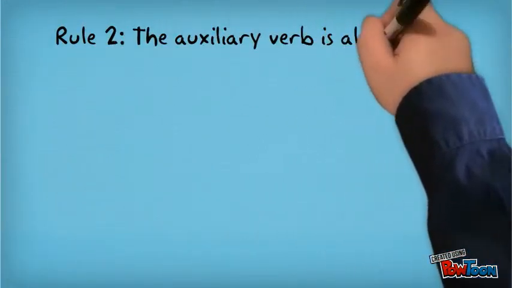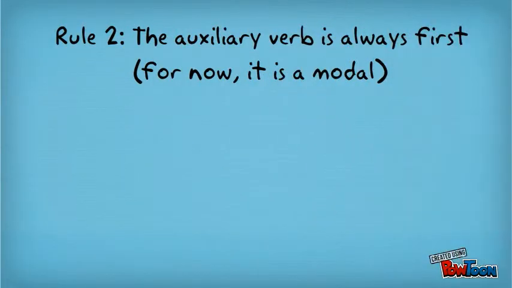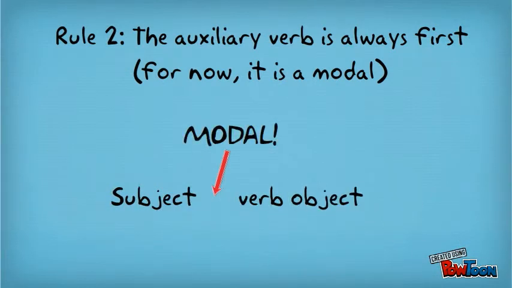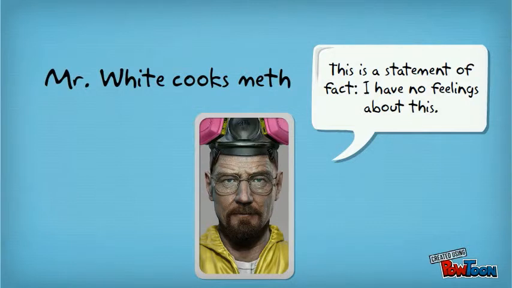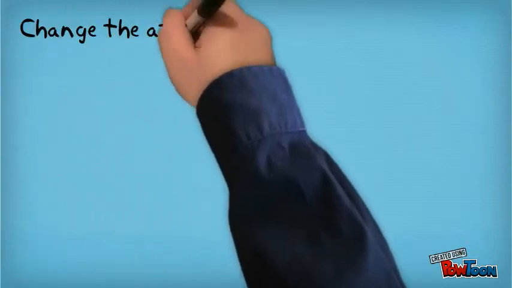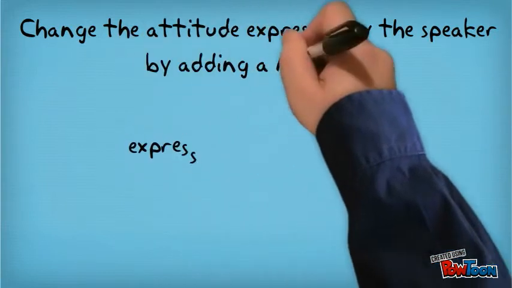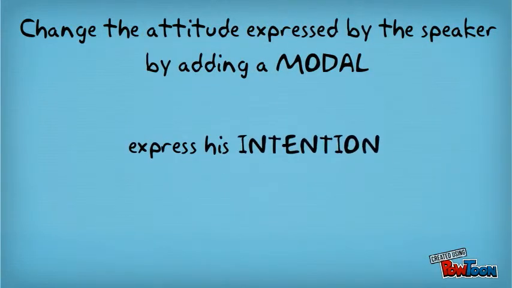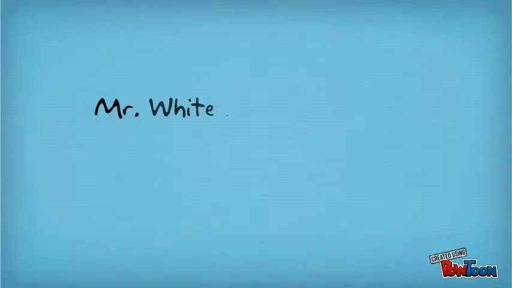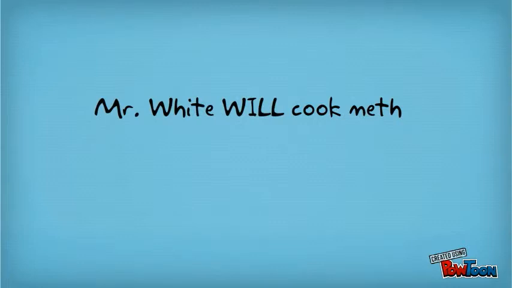Modal verbs always go before the verb in your original sentence that you want to change the meaning of. That is rule number 2. So, in the sentence, Mr. White cooks meth, which is a statement with no attitude attached to it, we will change the meaning of that sentence by adding a modal. In this case, we want to state his intention to cook meth. So now the sentence will become, Mr. White will cook meth.